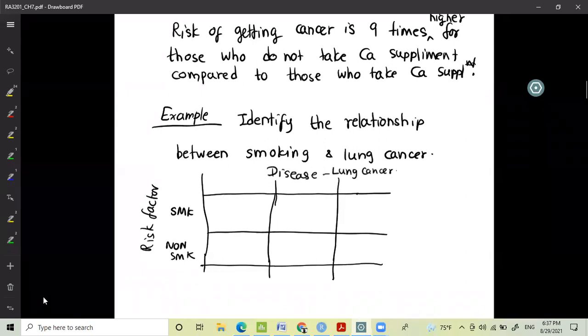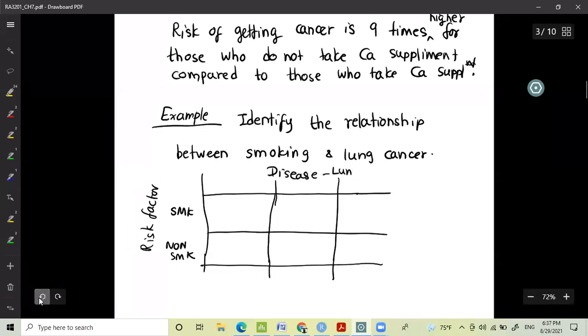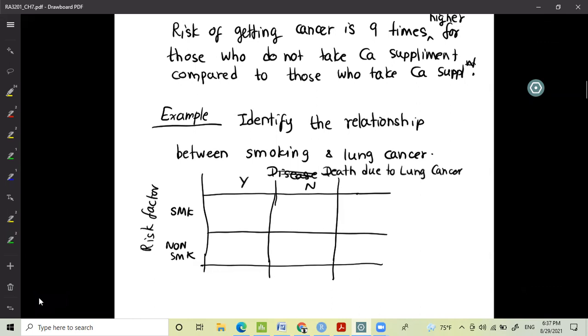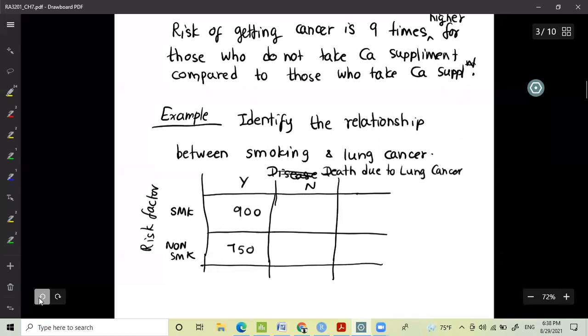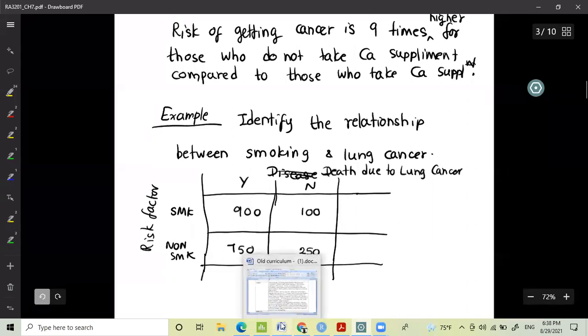That means whether they died due to lung cancer. So let's say death due to lung cancer. Okay. Rather than saying, let's say death due to lung cancer. So you have yes and no. Okay. So these are the values. 900, 150. Right. So these are the numbers. Okay.